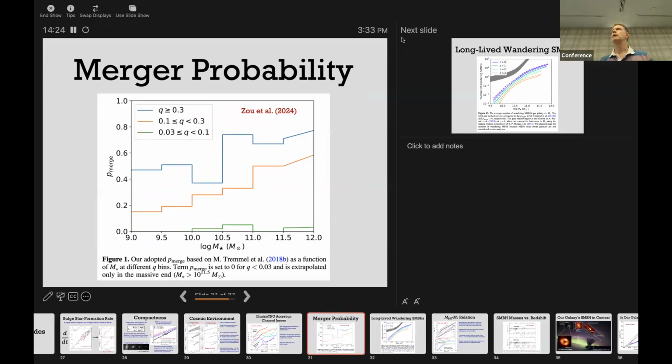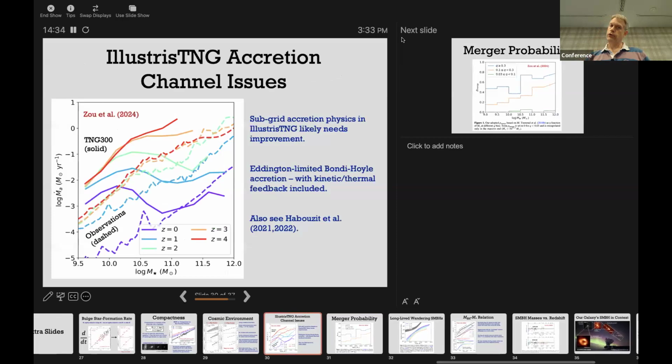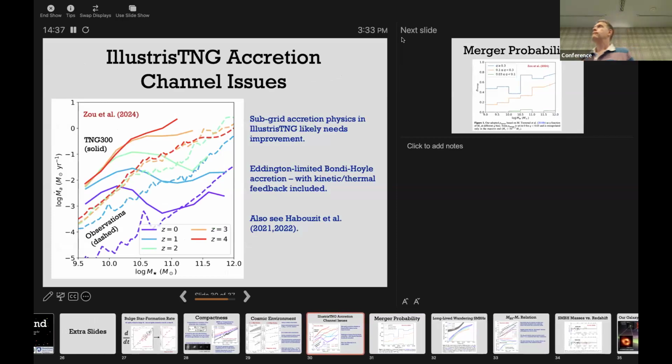So that would be based on your calculations, assuming a merger probability rather than a direct output from TNG, right? That's correct. Yes, black hole positioning and instantaneous mergers. And there's a good reason why we do that. In fact, it's shown in this plot.